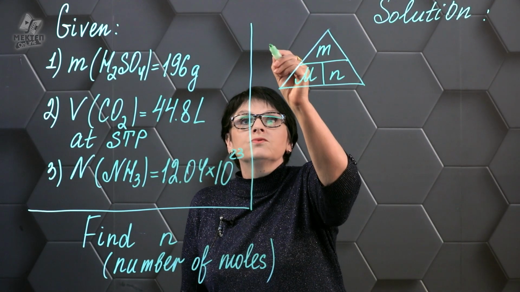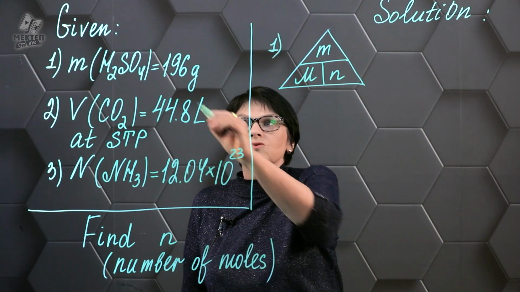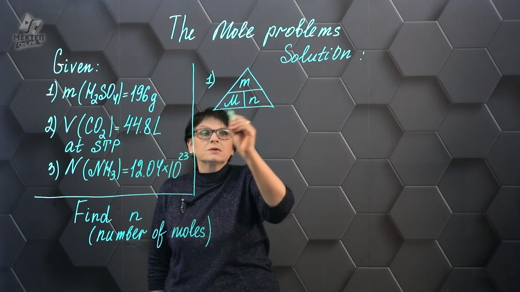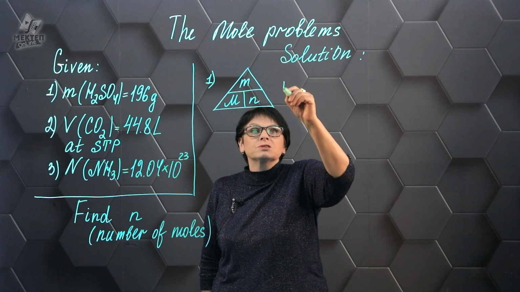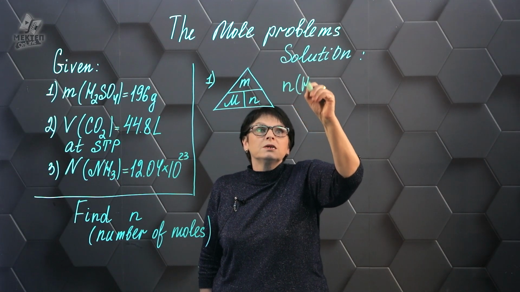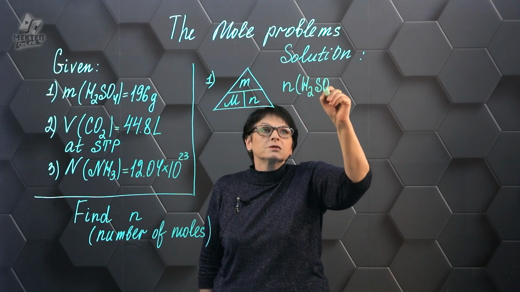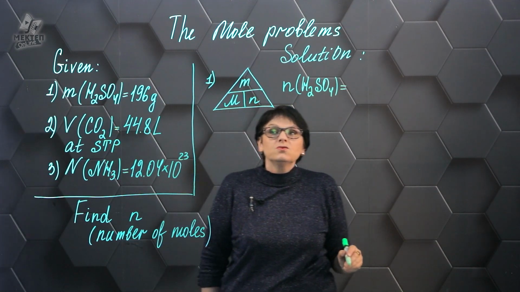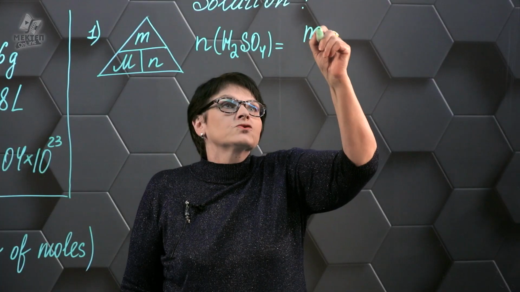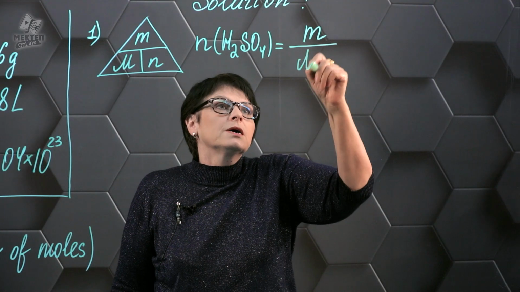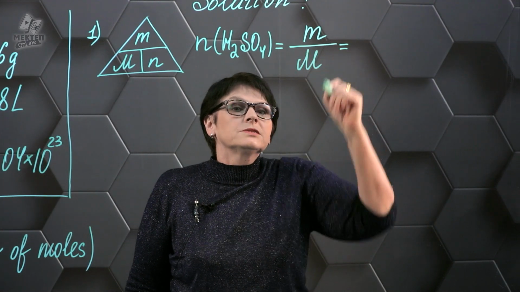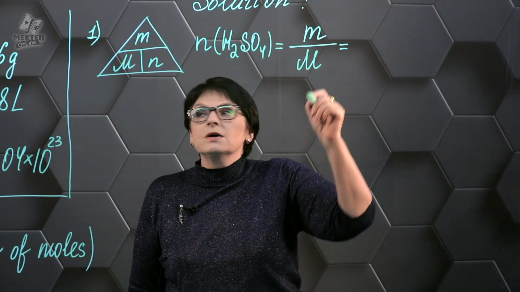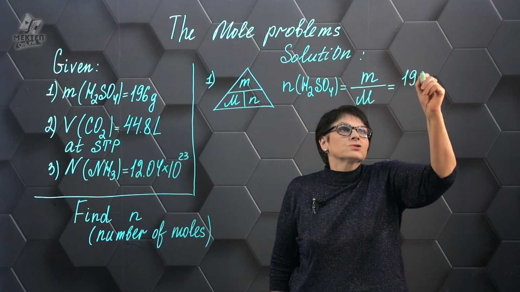According to the condition of our first problem, we are given the mass and we need to find the amount of substance. So to find the amount of sulfuric acid, let's convert our formula. And we can see that to do that, we need to divide the mass by the molar mass. So let's do the substitution. The mass is 196 grams.